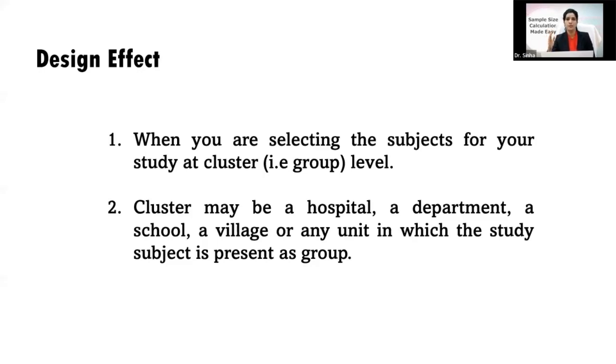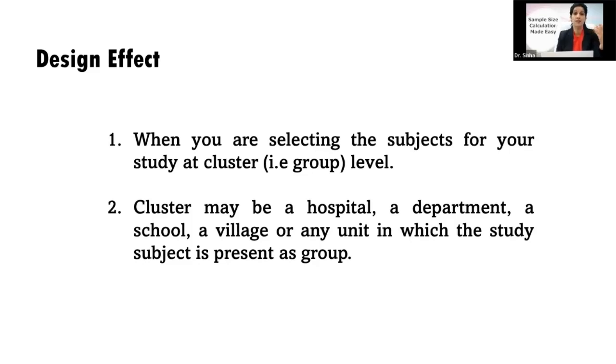I'm not going into the detail of the types of sampling available to us, but I hope all of you know what simple random sampling is. When you have a list of everyone, a sampling frame, and you have to select individuals from that, whatever sample size comes, you select those individuals from your sampling frame. But most of the time that sampling frame is not available with us.